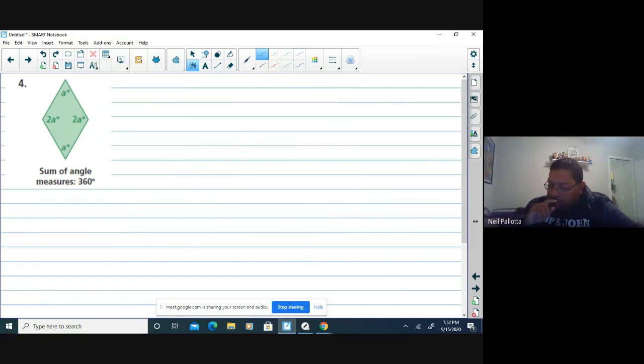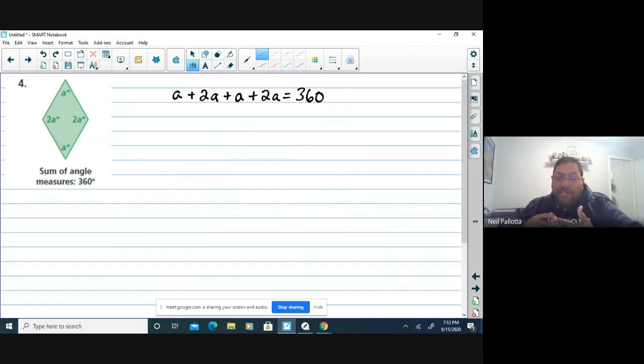This problem says that we have the sum of the 4 angles is 360. So similar to the last problem, we want to write an equation that says that. So we start with A, and then we add 2A, plus another A plus another 2A, and we're told that that has to have a sum of 360, right? So we write an equation that reflects or shows what the information is given to us, right? And the information says that the sum of the angle measures has to be 360.